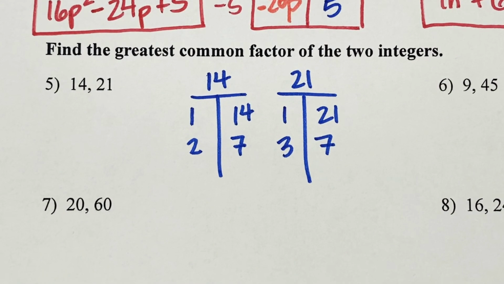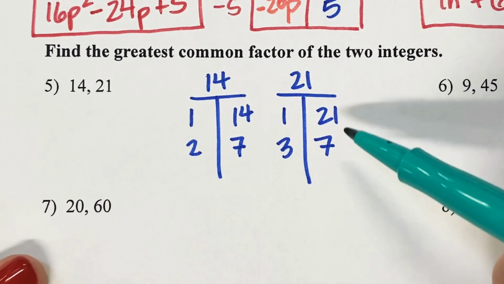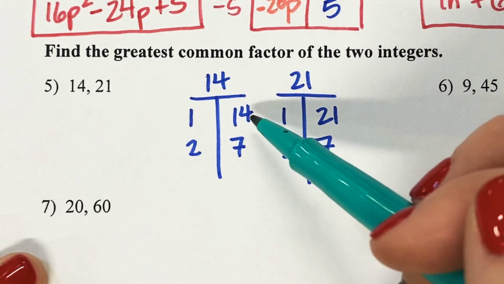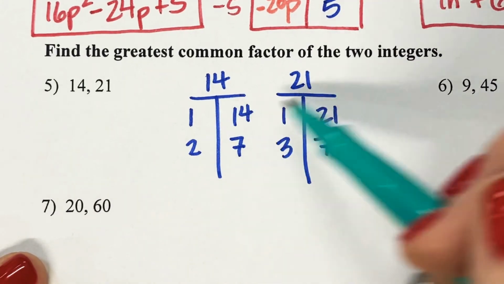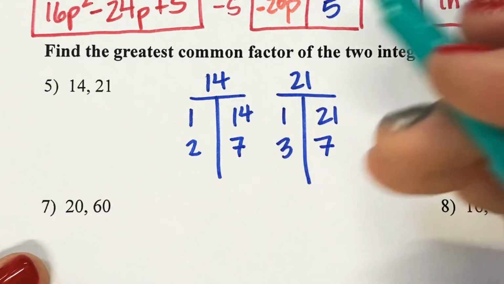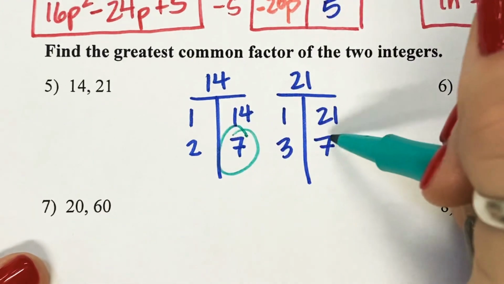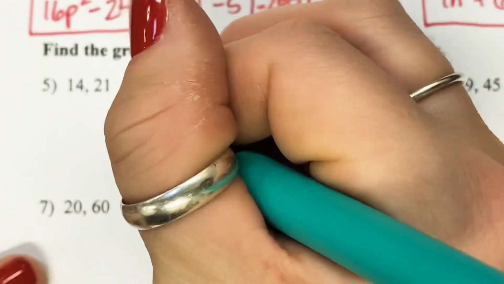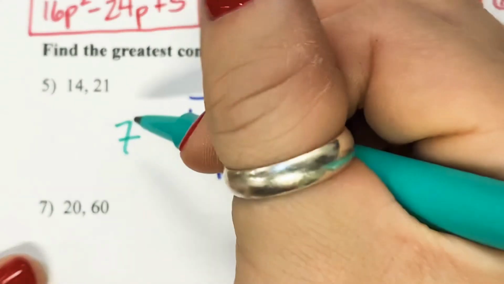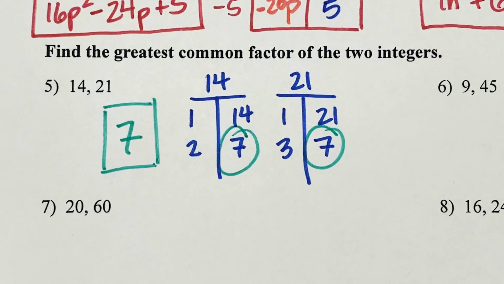Okay, so what's my greatest common factor? What's the biggest number that's on both these lists? Go backwards. Is 14 on both the lists? Nope. 21's not on both the lists. What about 7? Yes. So 7 is our biggest number on both of those lists. So we know that our GCF, or greatest common factor, of 14 and 21 is 7.